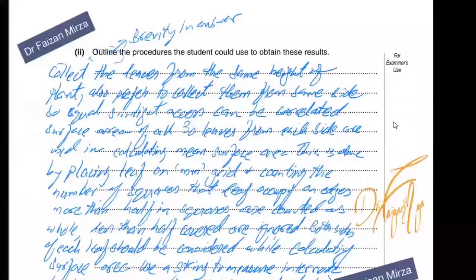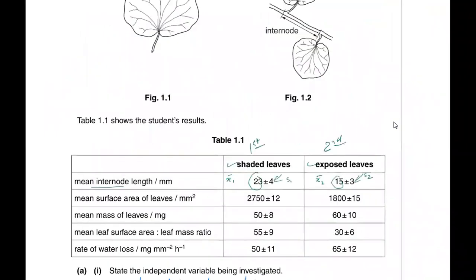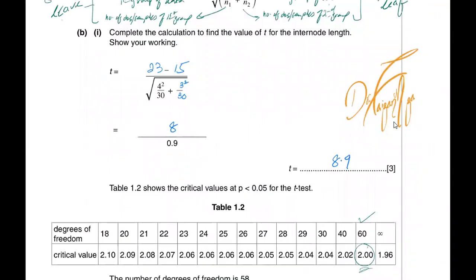So if we go back, our values of x bar 1, x bar 2 are provided as 23 and 15 each. The values for standard deviations are given as 4 and 3. We know there are 30 of each type. We'll use this and we'll apply this here. So 23 is the mean of one, 15 is the mean of the other. 4 already is provided to you as a standard deviation of the first set of data. 3 is the standard deviation of the next set of data.